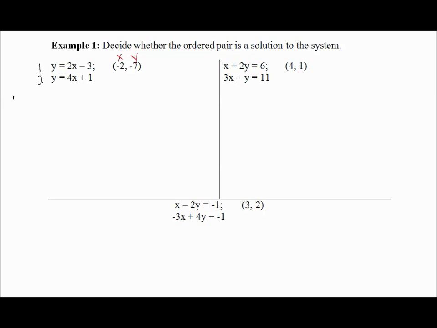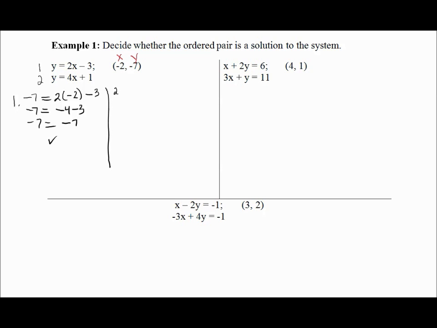For my first equation, I'm going to substitute the y with a negative 7 and the x with a negative 2. So this becomes negative 7 equals 2 times negative 2 minus 3. 2 times negative 2 is negative 4. Bring down the minus 3. Negative 4 minus 3 is indeed negative 7. So that checks out. However, in order for it to be a solution to the system, it has to check out in both equations. So I must check it in the second equation as well.